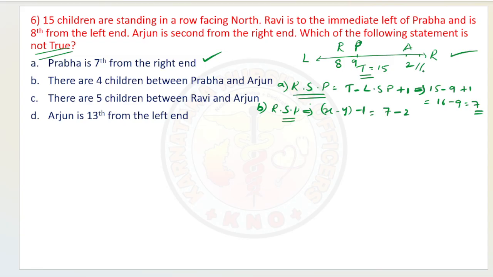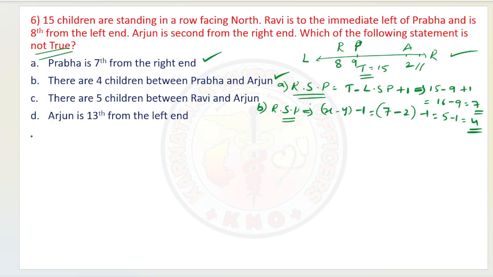Why am I considering 7 and 2? Because they asked to calculate the children between Prabha and Arjun. That's why I am taking Prabha and Arjun's right side position. You may consider left side position also, but here again we need to calculate Arjun's left side position because Arjun's left side position is not given. Correct? So consider right side position only. Okay. So bracket minus 1. So 7 minus 2 is 5. 5 minus 1 is 4. So there are 4 children between Prabha and Arjun. Correct? Yes. This statement is also true.